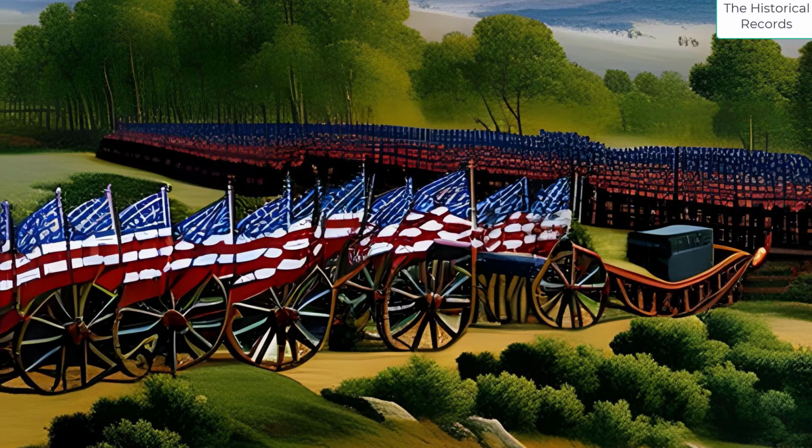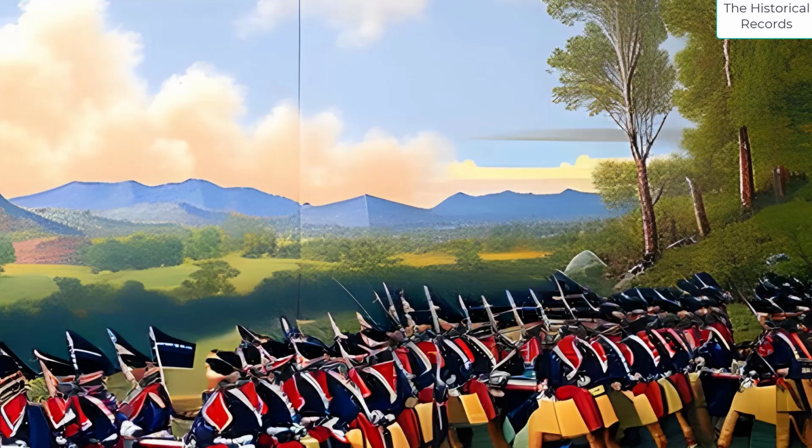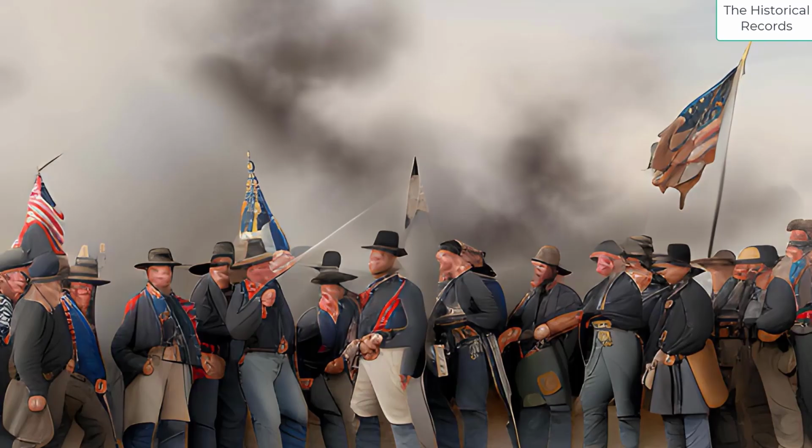The Battle of South Mountain, a pivotal engagement in the American Civil War, unfolded on September 14, 1862, in the rugged landscape of Maryland. This clash between Union and Confederate forces marked a critical juncture in the war, occurring just days before the momentous Battle of Antietam.